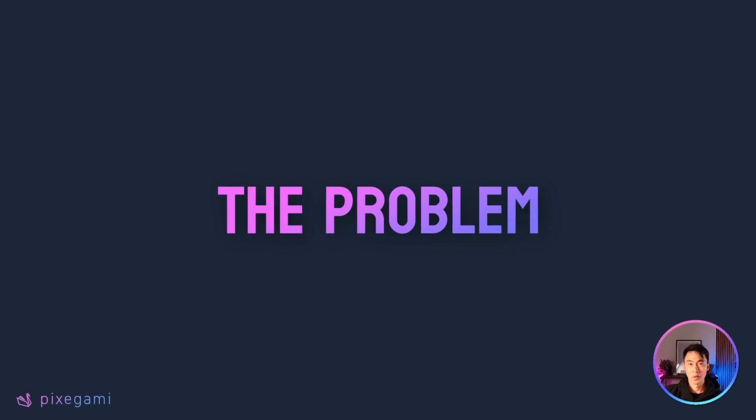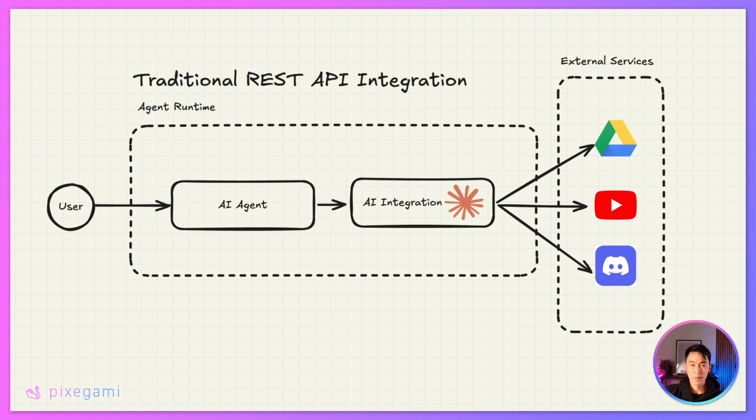So what is the problem? Well, before MCP came along, connecting AI agents to any kind of external tool was still possible, but took a lot of extra effort. Concepts like tool use or function calling existed, and this did allow you to connect an LLM to an external service. But you'd have to implement the integration and call the REST API yourself.